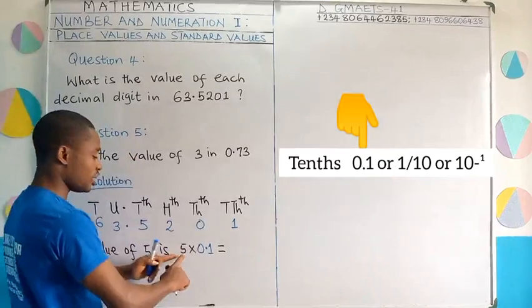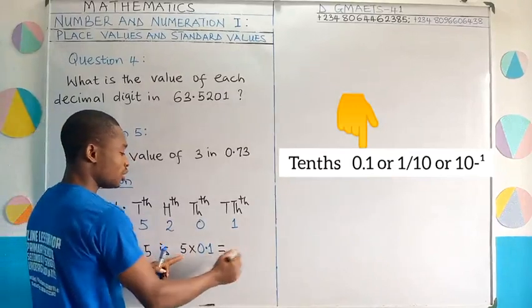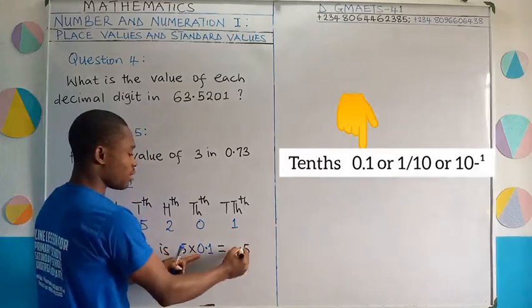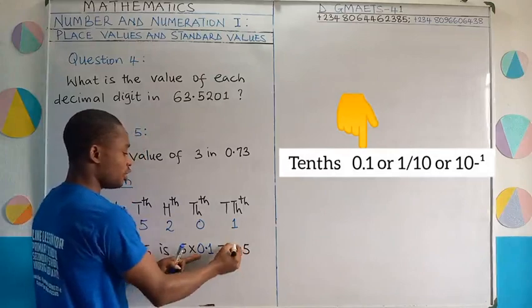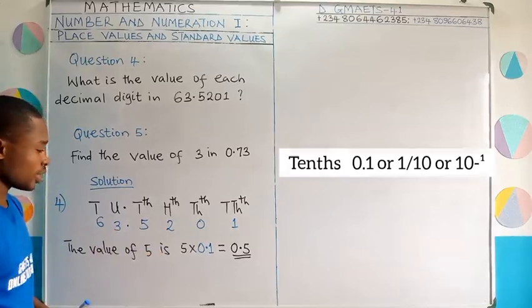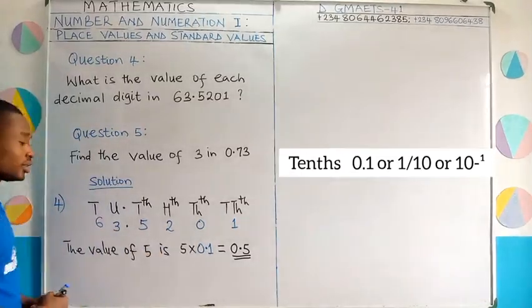It's simple. Look at it. You do 5 times this one, you get 5. Then you do 5 times 0. Before then you have your decimal point. 5 times 0 is 0. Remember, 0 times a number will give you 0. Is that okay? So that's the answer for the first one.